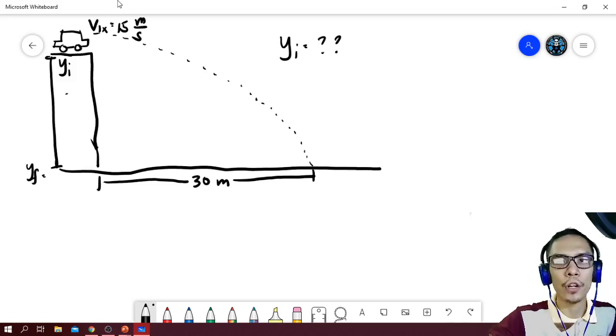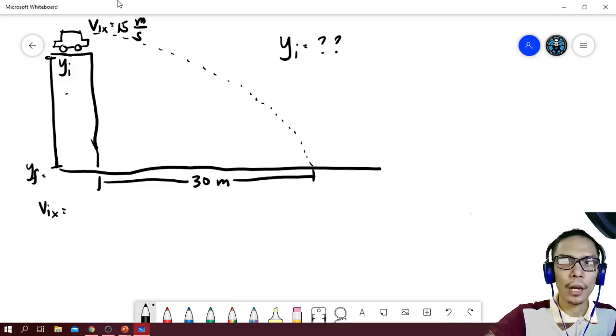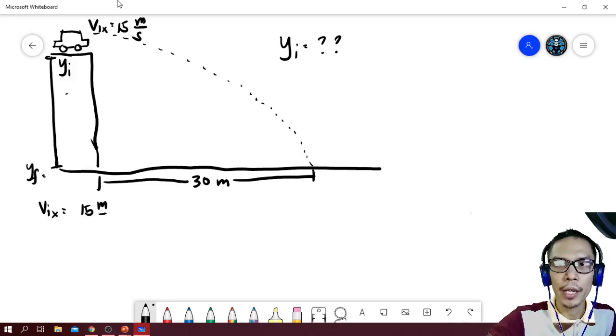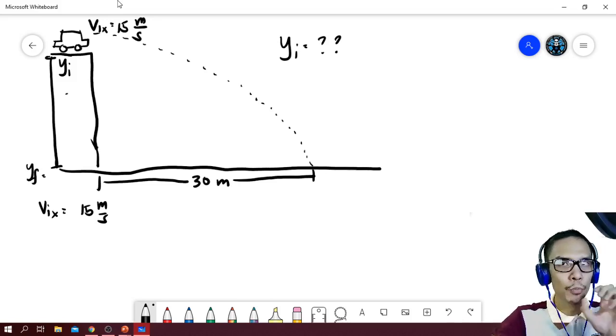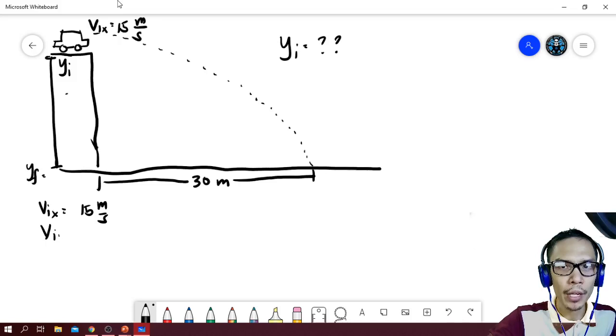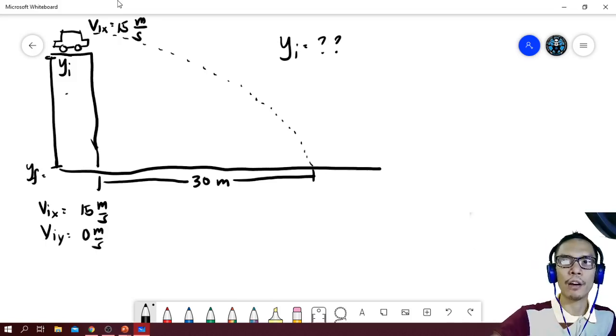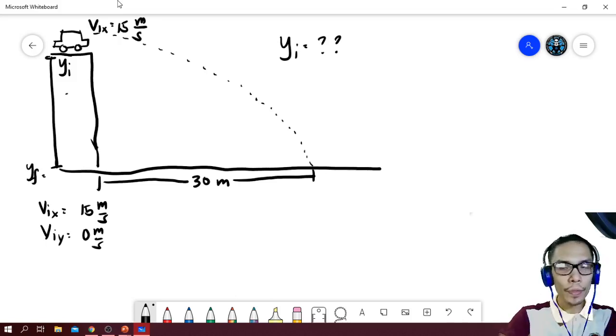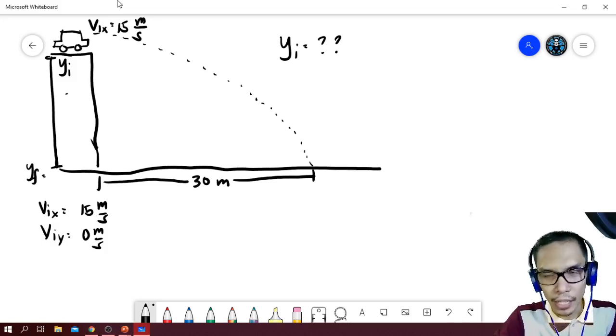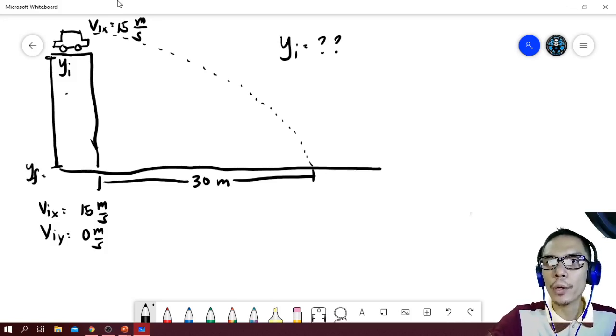Now let's take a look at the problem and list down all the given variables. We have VIX, which is 15 meters per second. Since the object is moving horizontally, VIY is not needed, because that will be 0 meters per second. There's no VIY because the object is moving horizontally. It is not thrown at an angle.